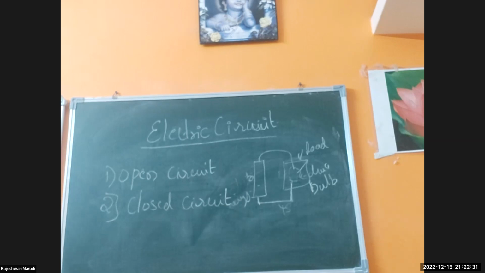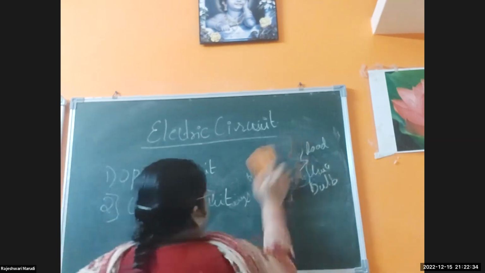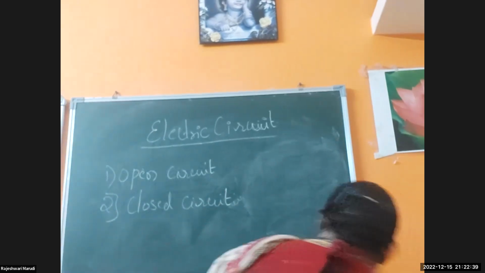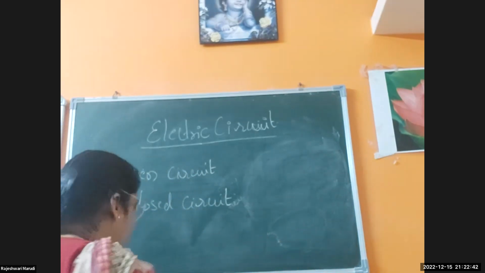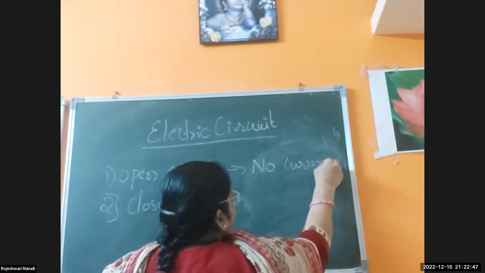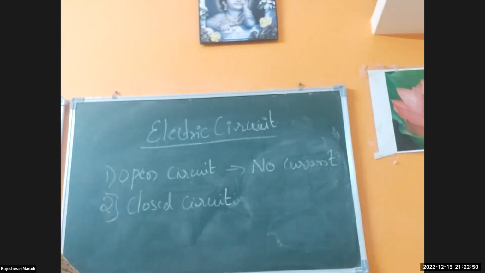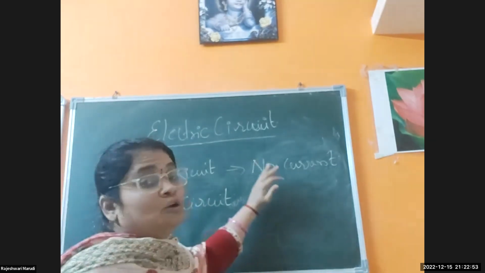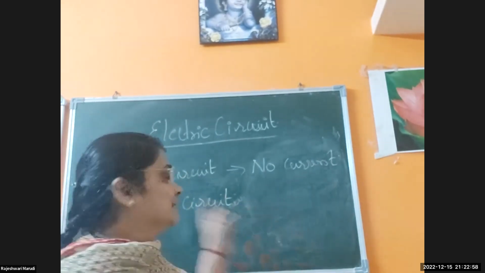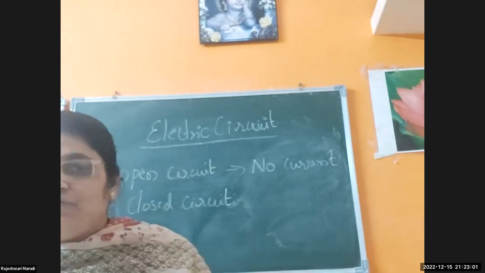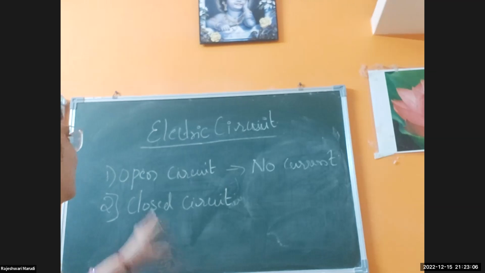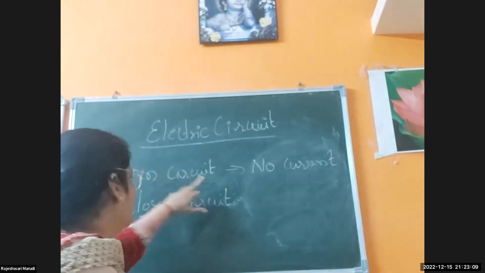So what is the meaning of the open electric circuit? An electric circuit with an electric current source in which no electric current flows through the circuit. Such circuits are called open electric circuits. If there is no conduction of the current, if there is no flow of the current, then such a circuit is called an open circuit.